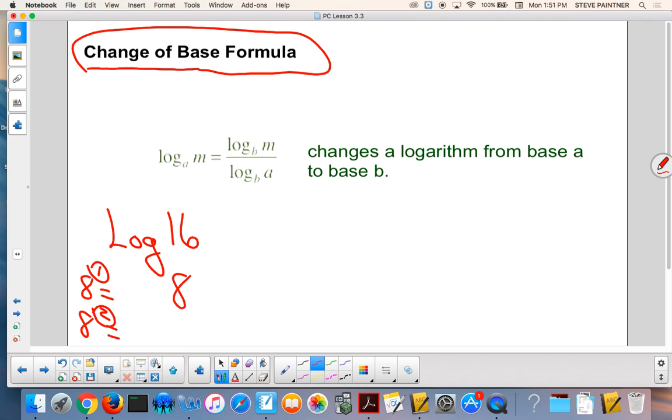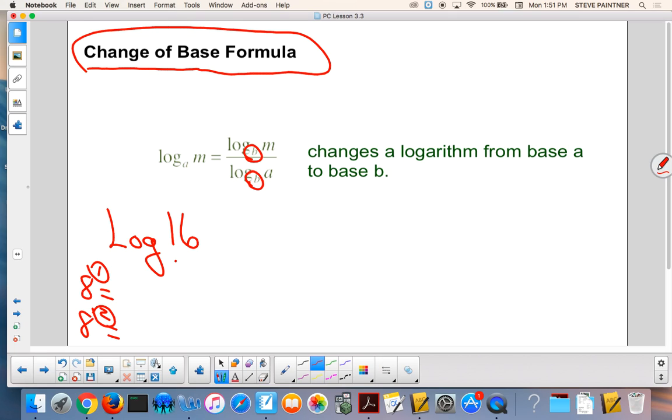It says right here, if you have a log of a number M of base A and you don't like that base, change it to this: log of M, right here, over log of your base A, right here. But then you can change the base to what? Any base. You can choose it. You can choose base 2, 3, 4, 5, 6, 7, 8, 9, 10, whatever. So if I'm looking at this problem, log of 16 base 8, that 8 is way too big.